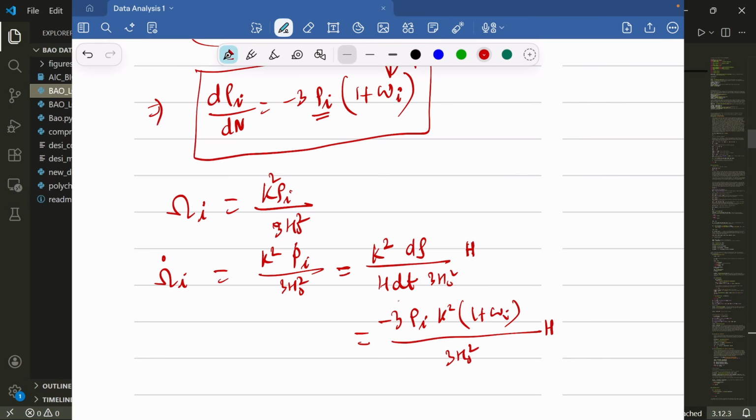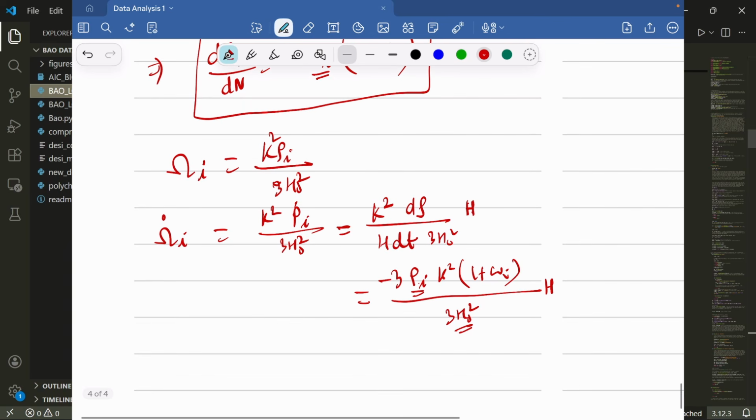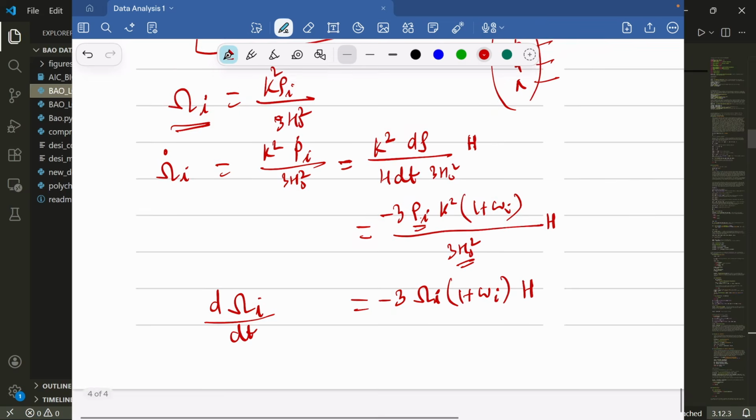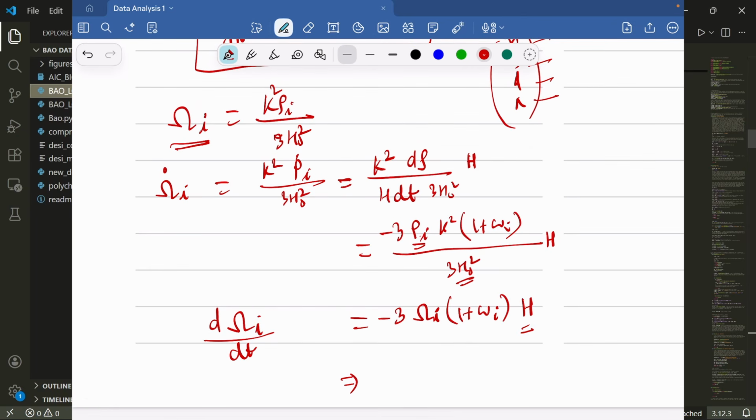Now I have already defined this one. Rho_i over 3 H_0 squared into kappa squared, what is this? Omega_i. So it simply becomes omega_i (1 plus w_i) into H over here. I have taken it with respect to dt. So d omega_i over dt is equal to minus 3 omega_i (1 plus w_i) into H. Now you can just simply replace it by r, b, c, lambda. So for radiation, baryon, dark matter, lambda, you have 4 different equations over here.